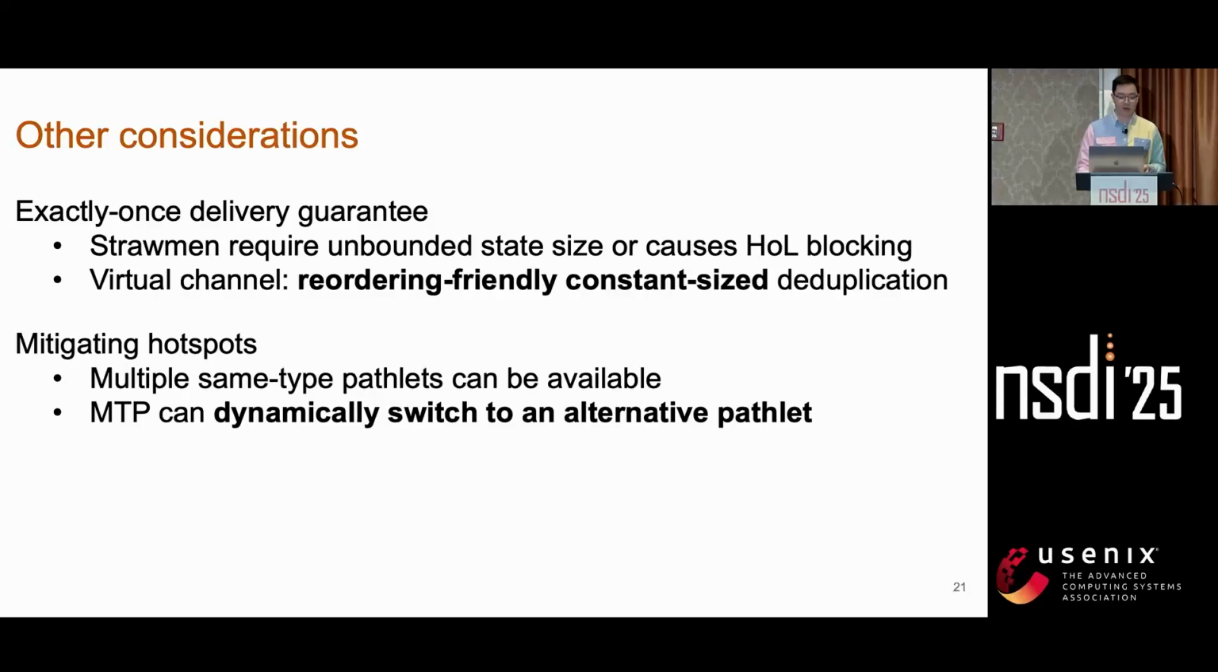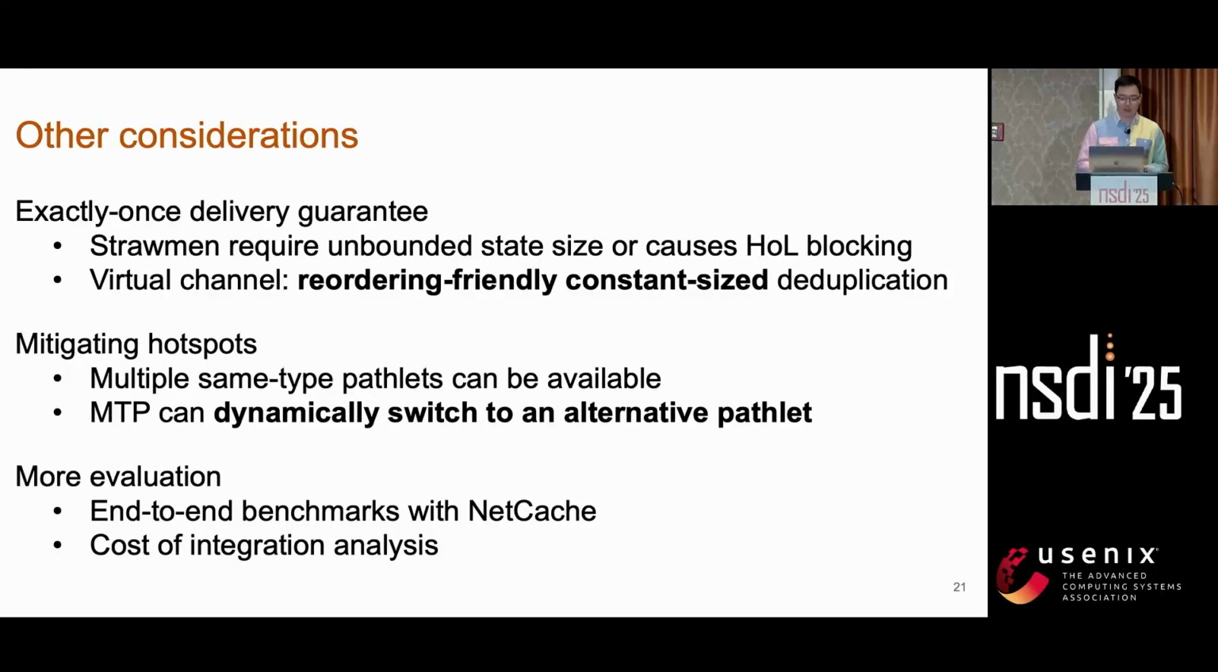Also, there might be more than one instance of a pathlet type available in the network, and we optimize MTP to dynamically leverage an alternative pathlet to achieve higher utilization and lower latency. We also did more evaluation, including an end-to-end benchmark with an existing INC-enabled application called NetCache, and we also did analysis showing the low cost of integrating MTP with offloads. Please read our paper for more details.